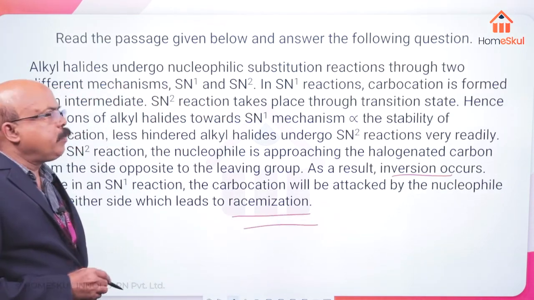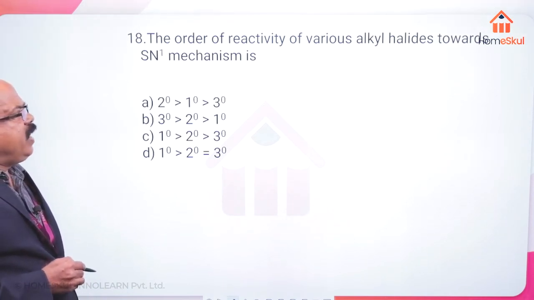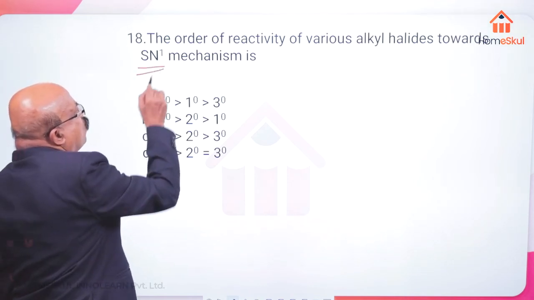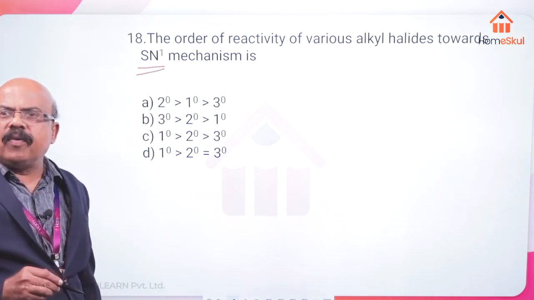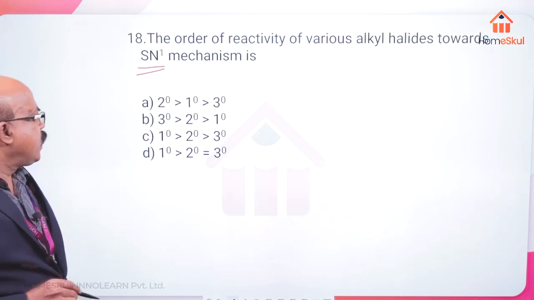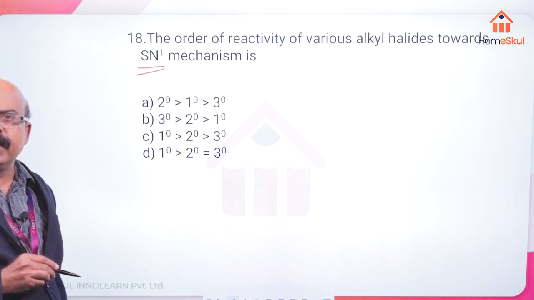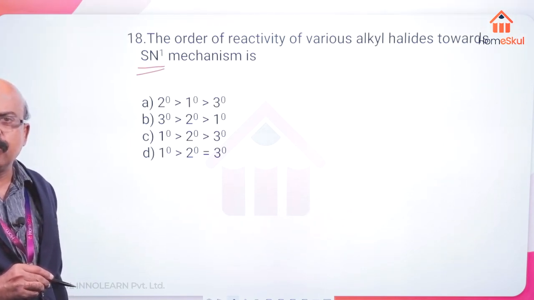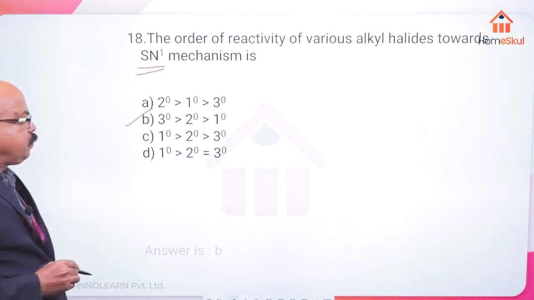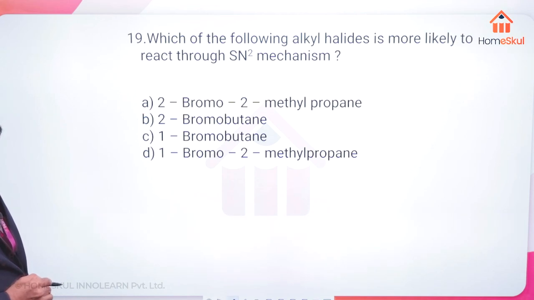See the questions one by one. The order of reactivity of various alkyl halides towards the SN1 mechanism: the reactivity of an alkyl halide is proportional to the stability of the carbocation formed. You know that a tertiary carbocation is more stable than a secondary carbocation, which is more stable than primary. So this is your answer. Answer is option B.